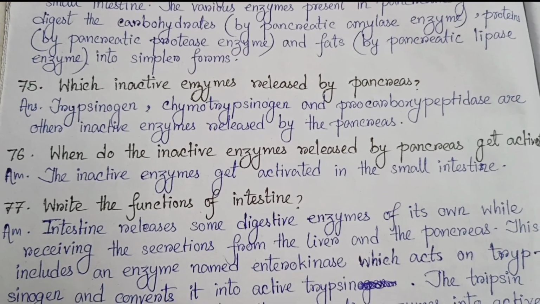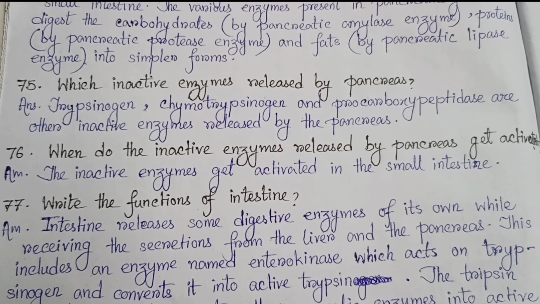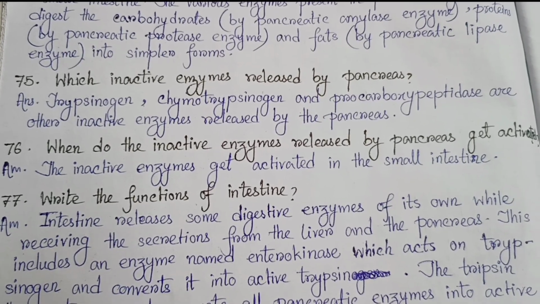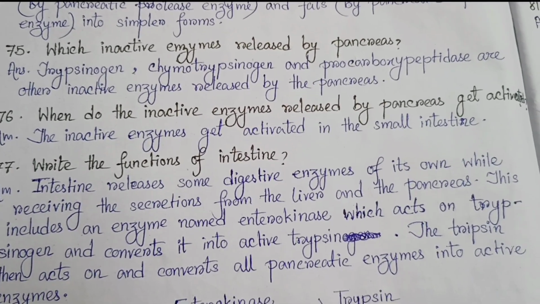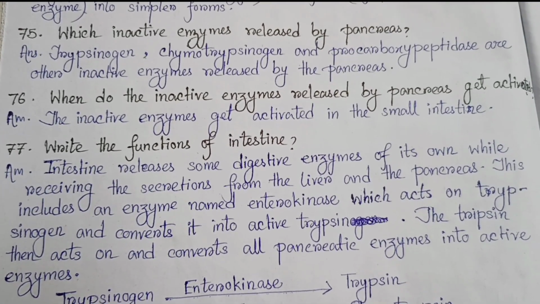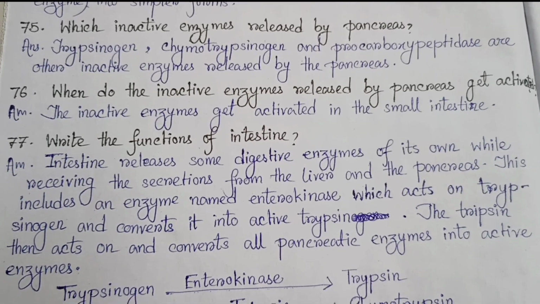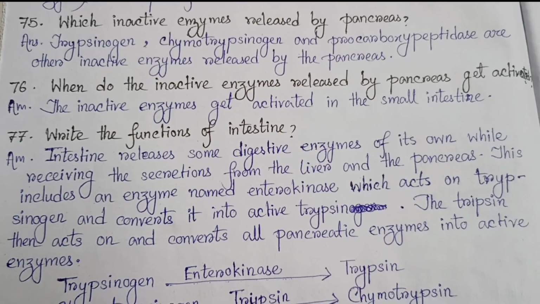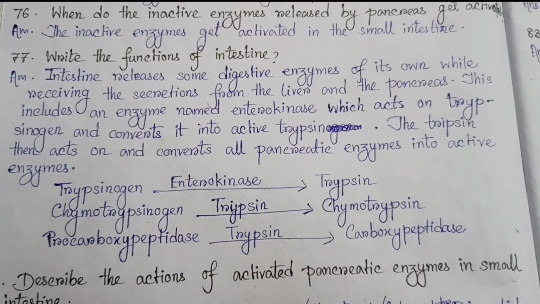75. Which inactive enzymes are released by pancreas? Trypsinogen, chymotrypsinogen, and procarboxypeptidase are other inactive enzymes released by the pancreas. 76. When do the inactive enzymes released by pancreas get activated? The inactive enzymes get activated in the small intestine. 77. Write the function of intestine.